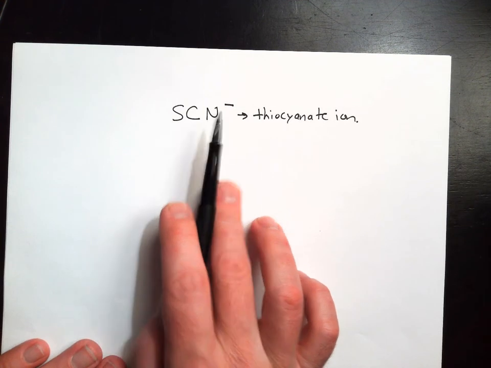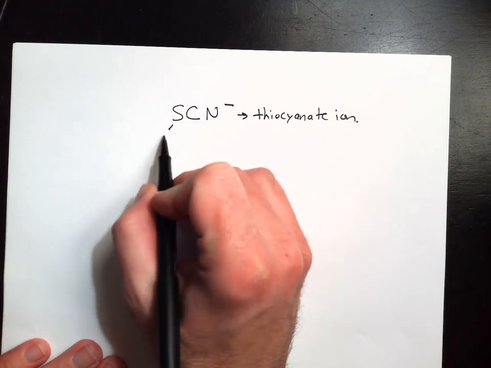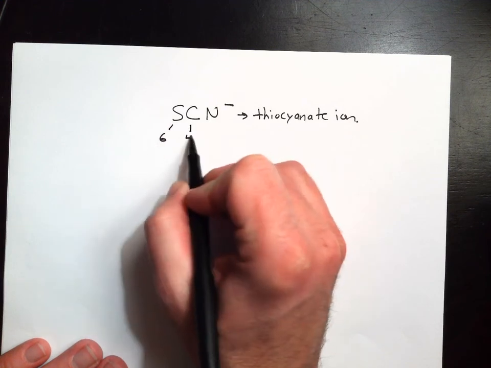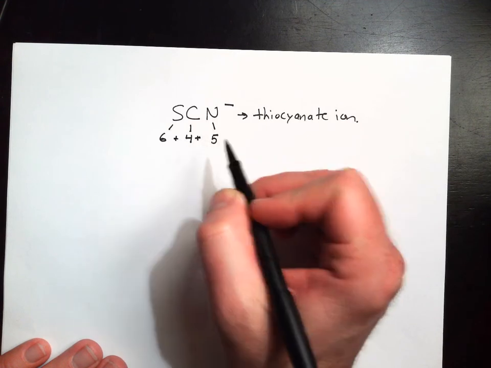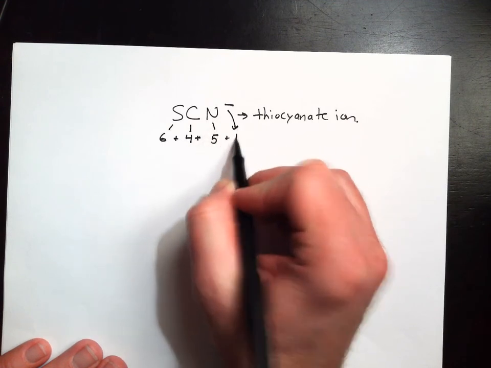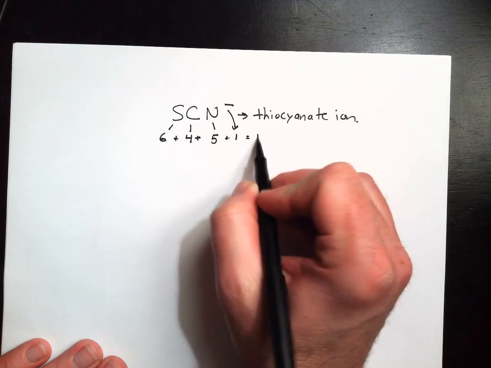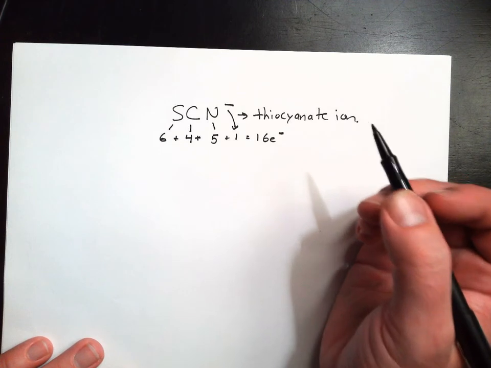Okay, so we start with step 1, adding up the total valence electrons. Sulfur has 6, carbon has 4, and nitrogen has 5. So we'll add those up. And of course, again, we have a 1- charge, so we have to add 1 to the total. So we end up with 16 electrons that have to be represented in our structure.